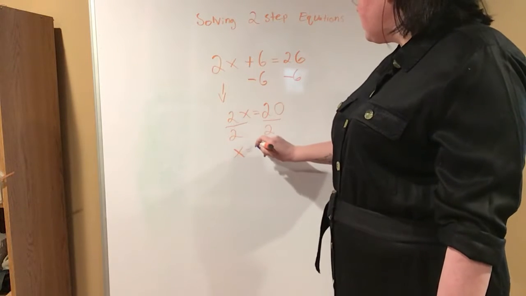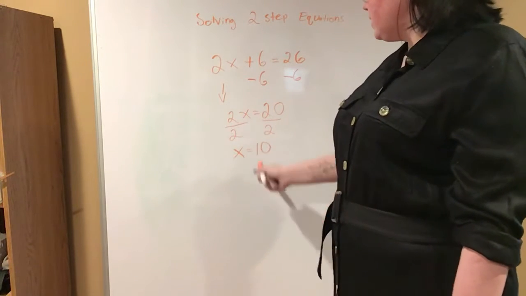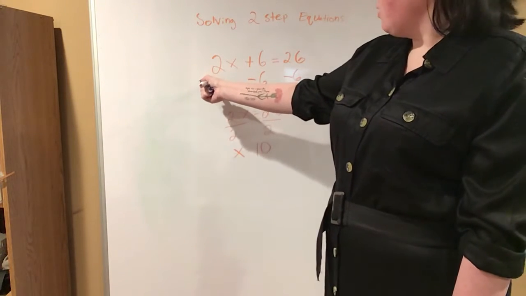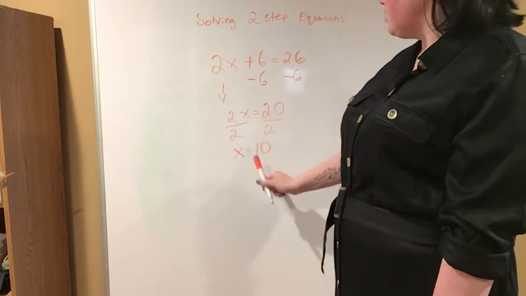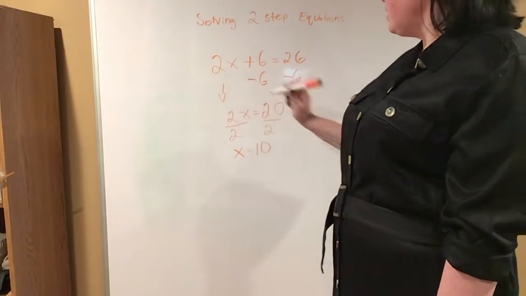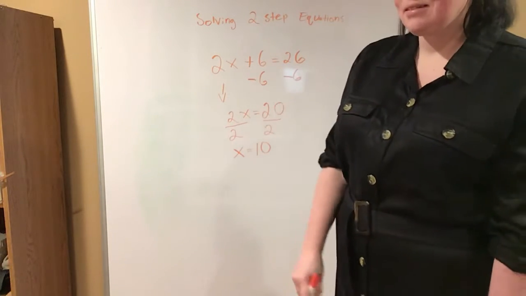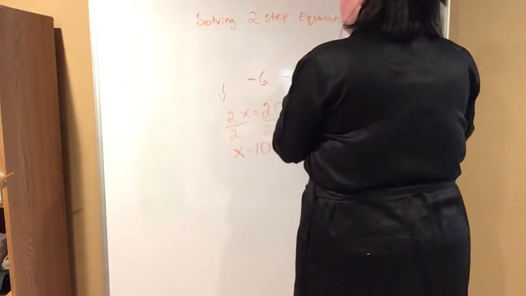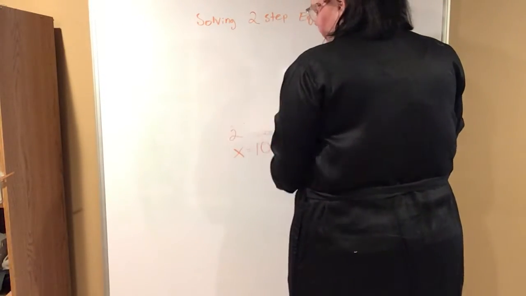x equals 10. And we can take this, and we can plug it back in, and we can go, well, 2 times 10 is 20, plus 6, is 26. Two-step equations. So much fun. I like them. I just like algebra.